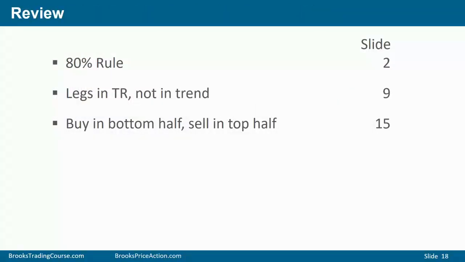I began by talking about my 80% rule, and that is that 80% of breakout attempts in a trading range fail. Traders should look for reversals instead of breakouts. Next, I talked about characteristics of legs within a trading range in contrast to those within a trend. And finally, when the market's in a trading range, traders should look to buy in the bottom half and sell in the top half and take quick profits.